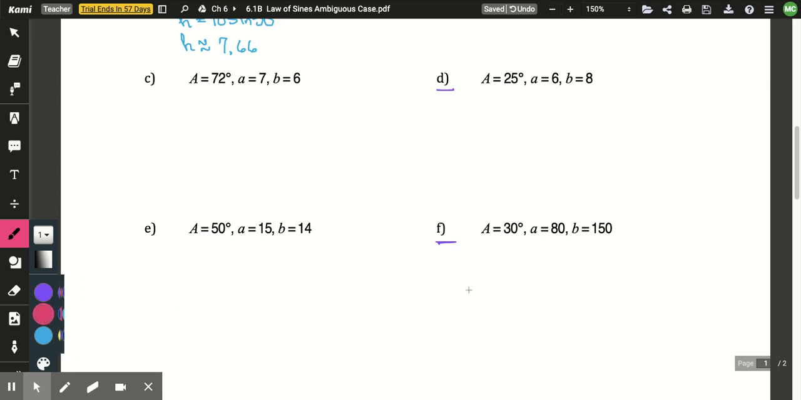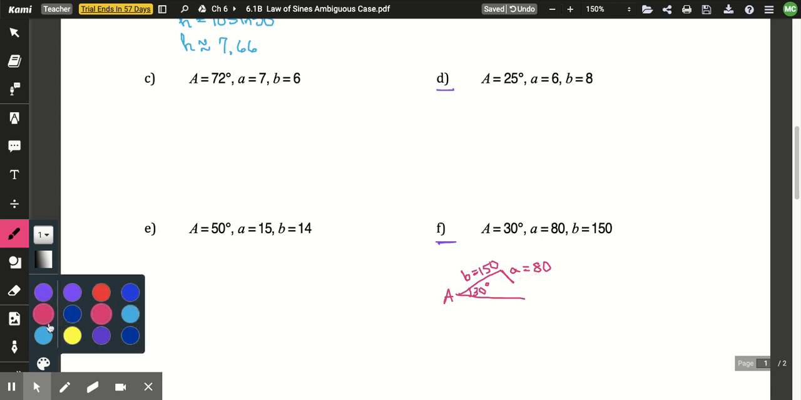So I'm going to start by drawing a picture of the triangle. I've got a very acute angle given here. That's my angle A, 30 degrees, kind of small. The side across from it is little a, so that's 80. And the side that's next to it is going to be our little b, which is 150. So the side across from the angle that I'm given, again, is shorter than the one that's next to it. So that means there's a possibility it's not long enough to make it to the bottom.